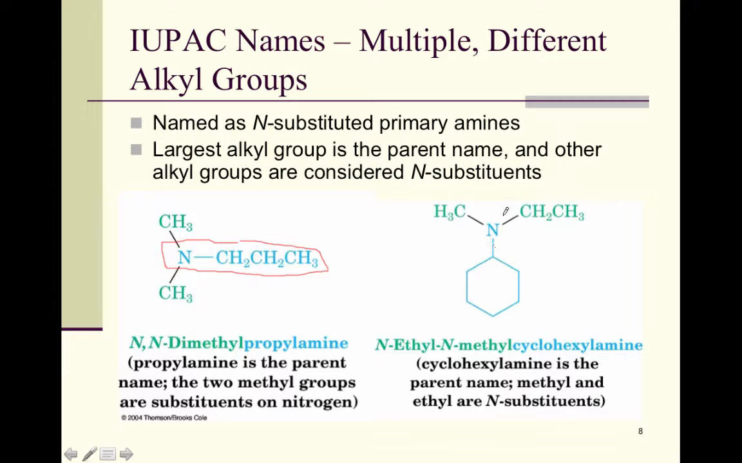Here we have nitrogen, and in this case you can see its parent group, the biggest, happens to include this ring. That would be a cyclohexylamine. The ethyl group and the methyl group are on the nitrogen, and they're still listed alphabetically. Notice ethyl comes before methyl, and we have the address capital N. It must be a capital N, meaning nitrogen. We have ethyl on our nitrogen and methyl on our nitrogen.